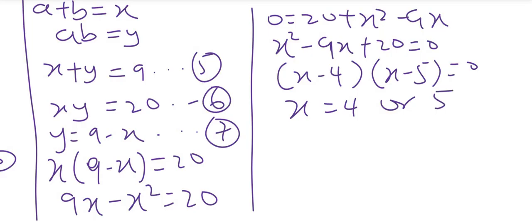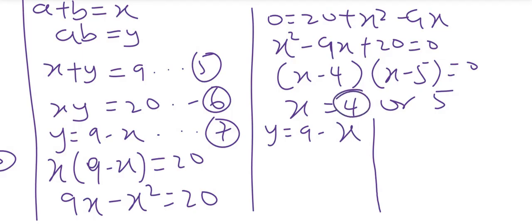Now, this is not the end of the question. The question, don't forget what we have in mind to find are a and b. But in order to get a and b, you must get x and y first. I've gotten x, I need to get y. I'm going to substitute both of them into this equation, which is the simplest one to make use of. y is equal to 9 minus x.